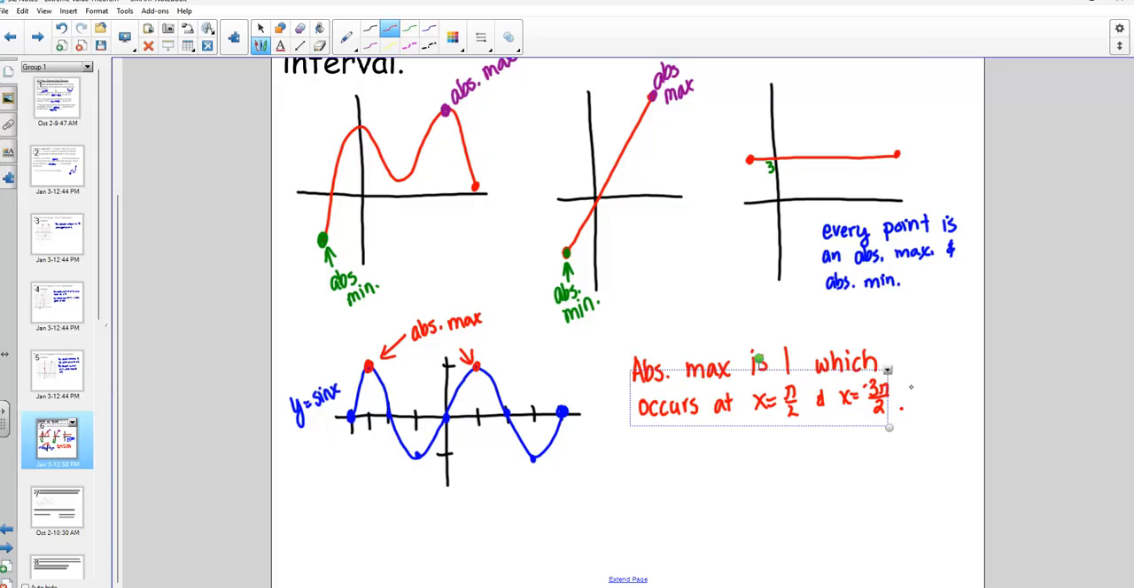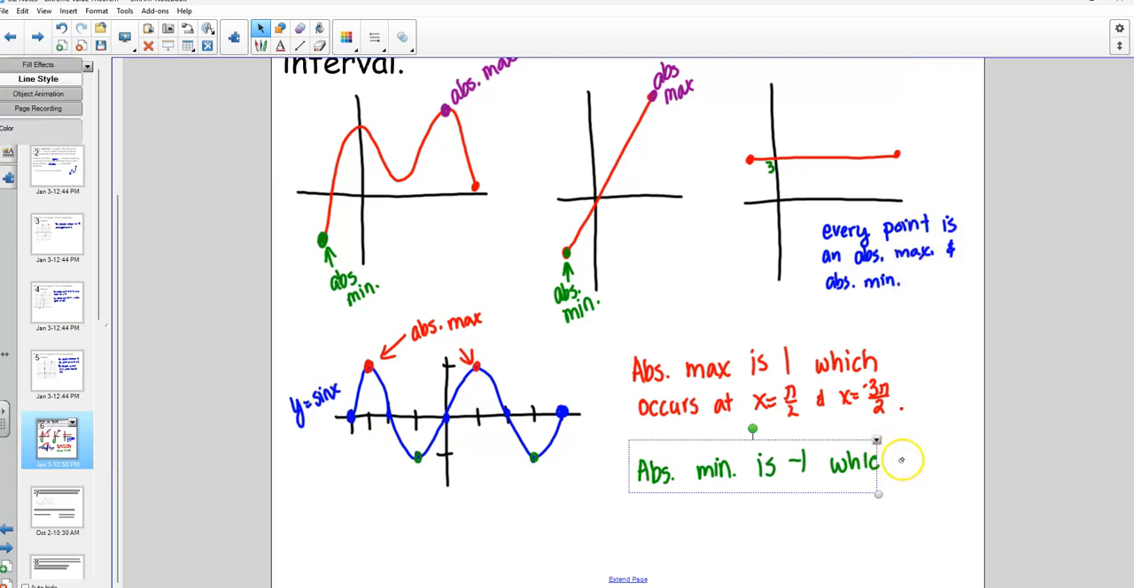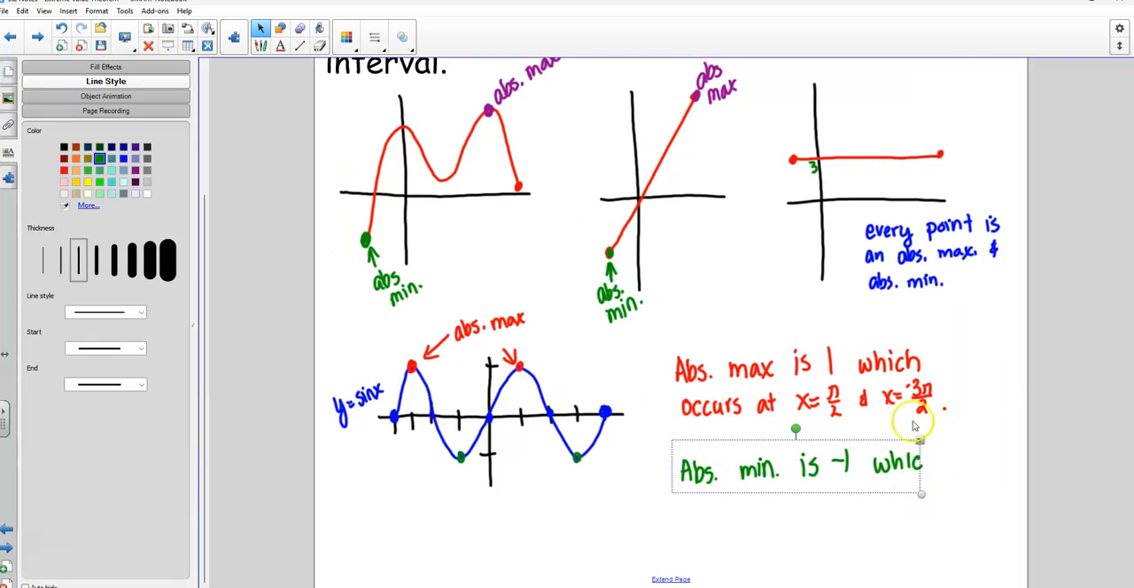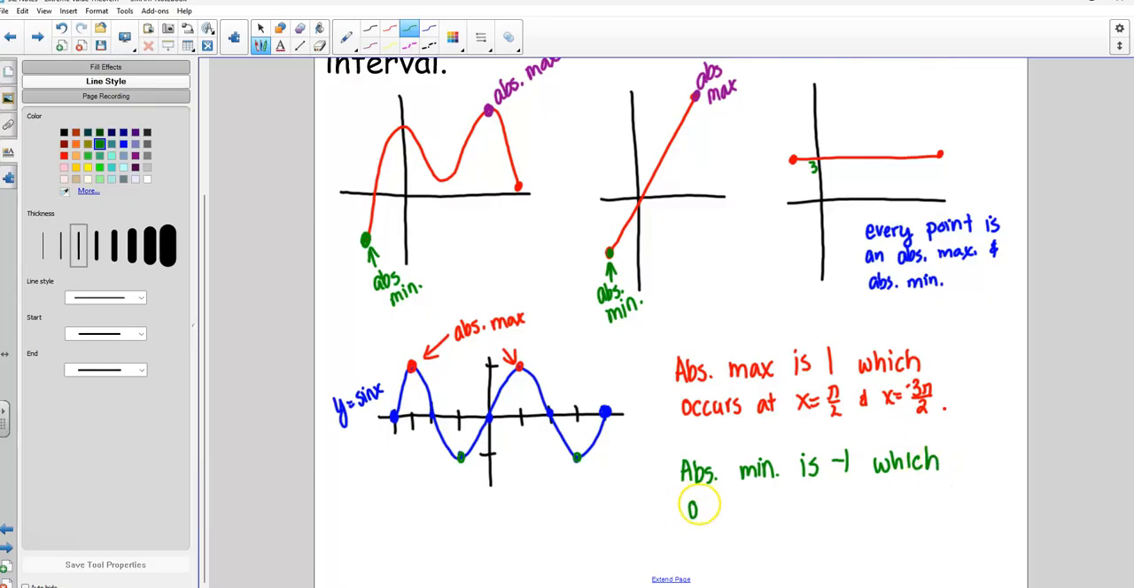Does that make sense? So if we wanted to do minimums for this, we could say the absolute minimum is negative 1, which occurs at x equals negative pi over 2, and x equals positive 3 pi over 2.